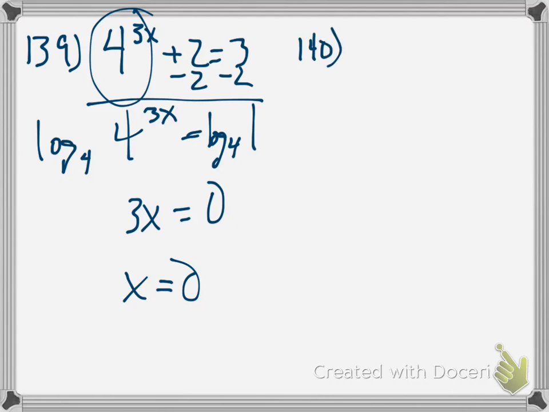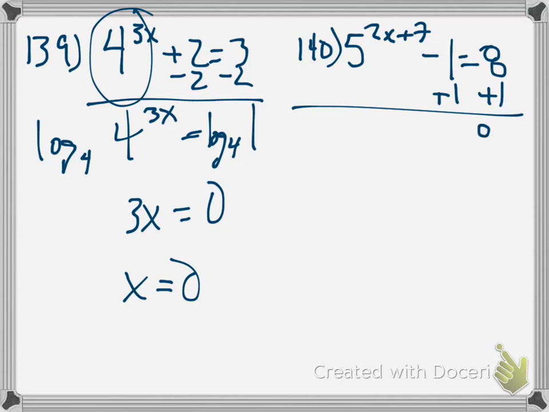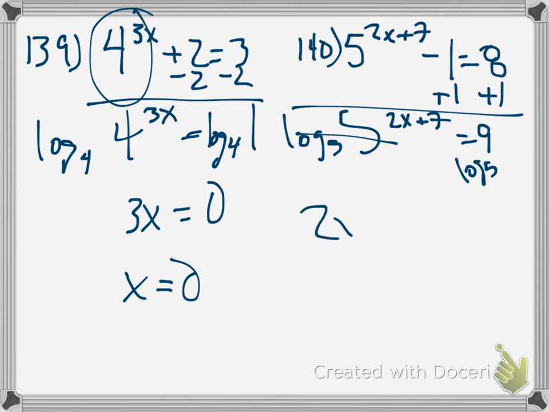Same idea. 5 to the 2x plus 7 minus 1 is equal to 8. Add 1 to both sides, you get 9. So now I'm saying this is 5 to the 2x plus 7. I can say log base 5 of both sides. That way this cancels out, leaving me 2x plus 7 equals whatever log base 5 of 9 is. So when I type that in, base 9, I get 1.365.